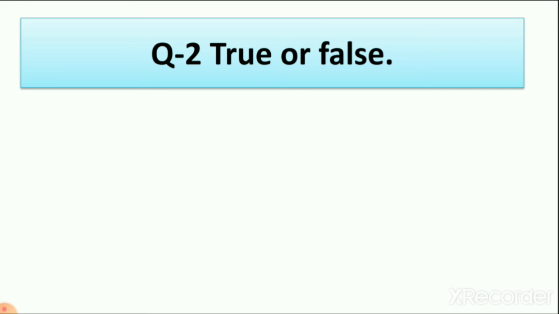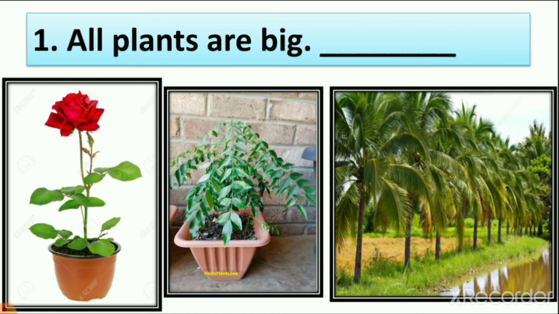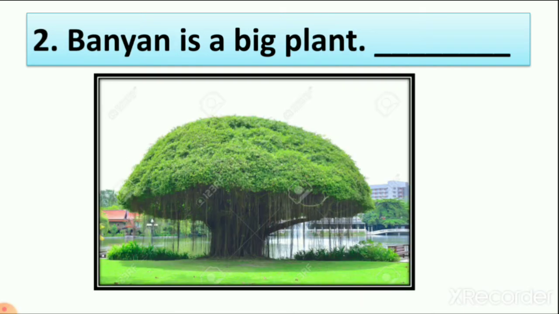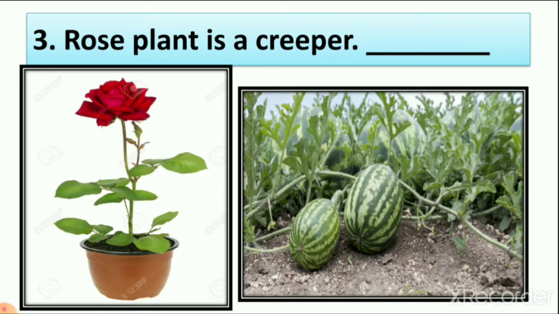There are 5 parts of the plant. Then we learn question number 2, true and false. All plants are big? No, because some plants are also small. So we write here false. Banyan is a big plant. Yes, banyan is a big plant. Rose plant is a creeper. No, rose plant is a small plant. So we write here false.